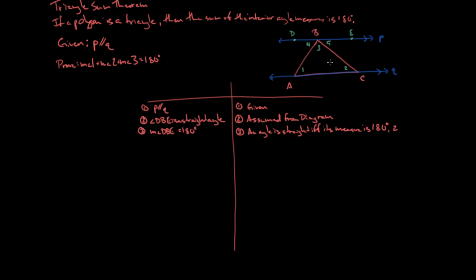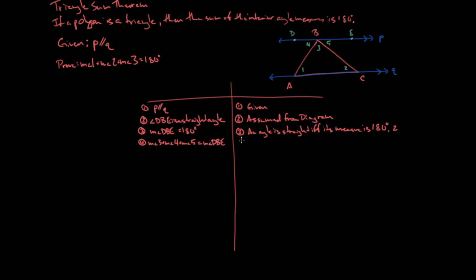And now I'm going to have to somehow link 4, 3, and 5 with angle DBE. And so I'm going to use a postulate that we've known for a long time, but it's going to seem kind of weird because I haven't used it in this way before. But I'm going to say that the measure of angle 3 plus the measure of angle 4 plus the measure of angle 5 is equal to the measure of angle DBE.